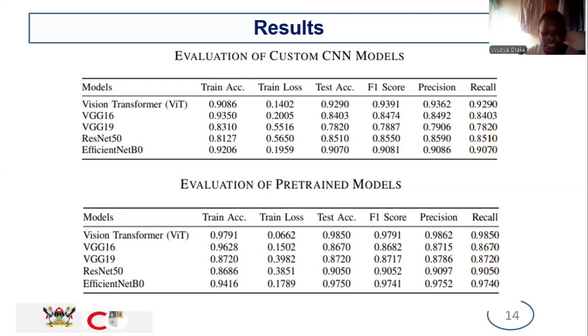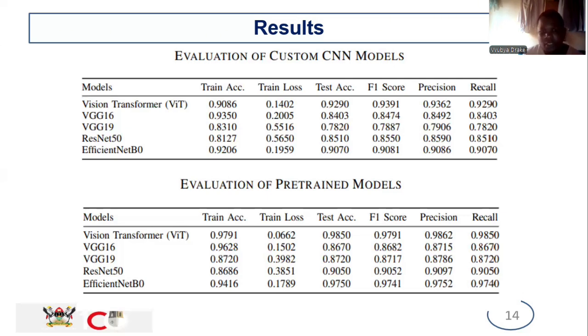It uses less memory and less computational resources. EfficientNet B0 performed next because of its compact and efficient architecture that balances precision and recall. Then we see ResNet performing better than VGG19 and VGG16, attributed to its residual connections, which help mitigate the vanishing gradient problem of deep neural networks. Then after transfer learning, Vision Transformer still performed better than all the other models.